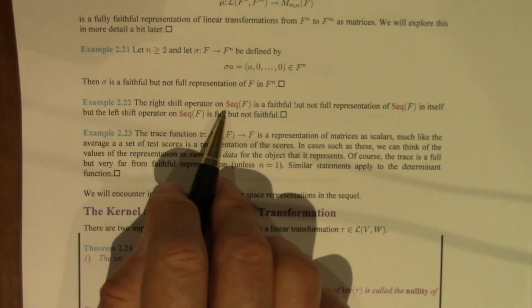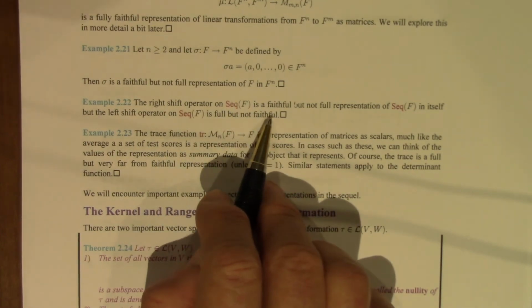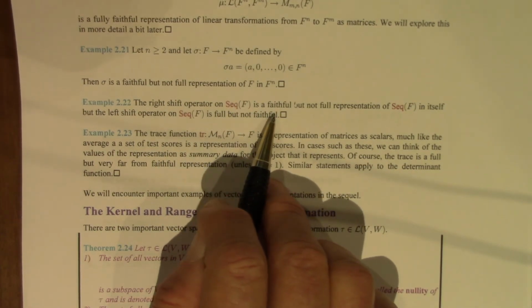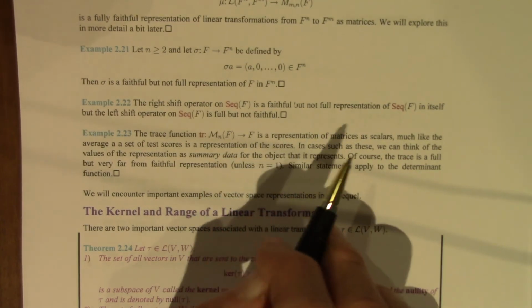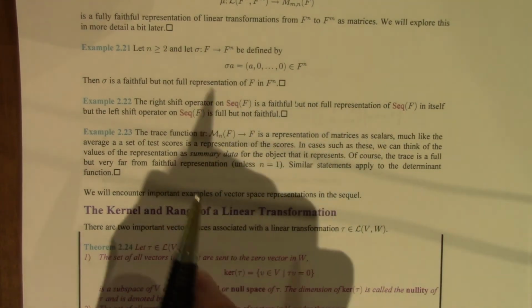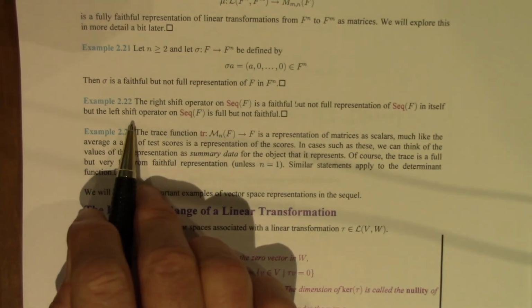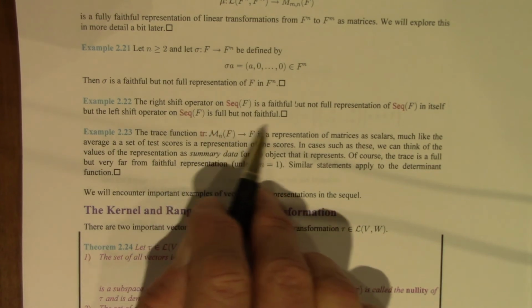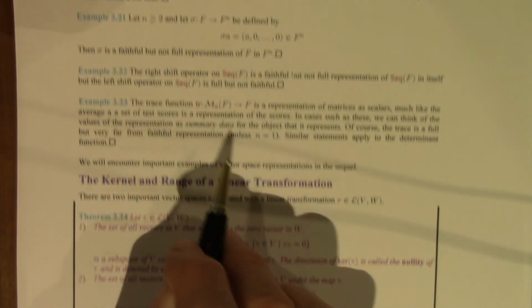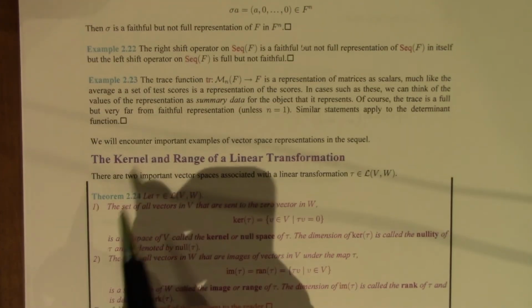The right shift operator on the sequence space is faithful but not full, whereas the left shift operator is full but not faithful. And you should think about that until it seems rather clear.